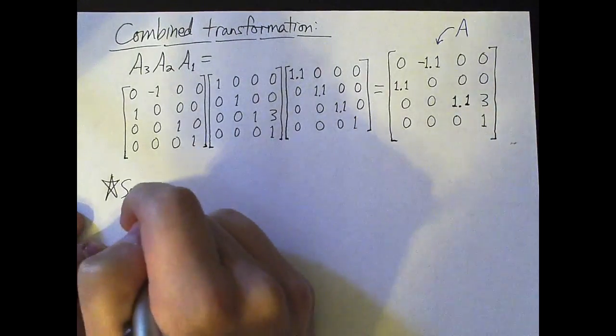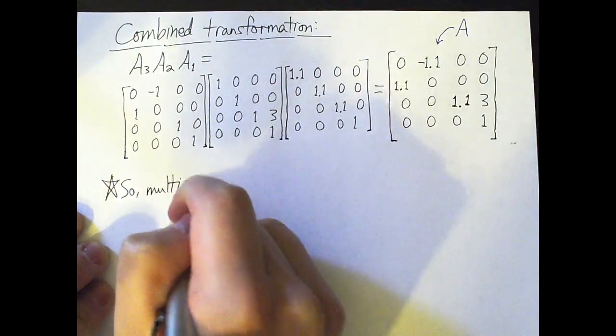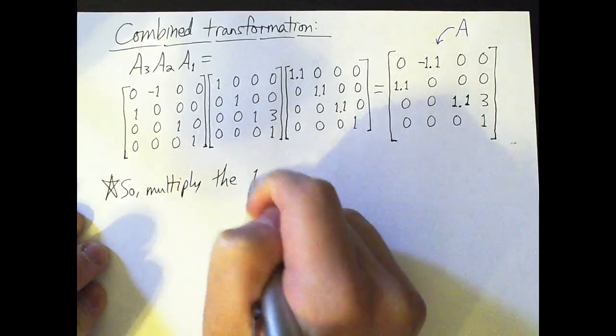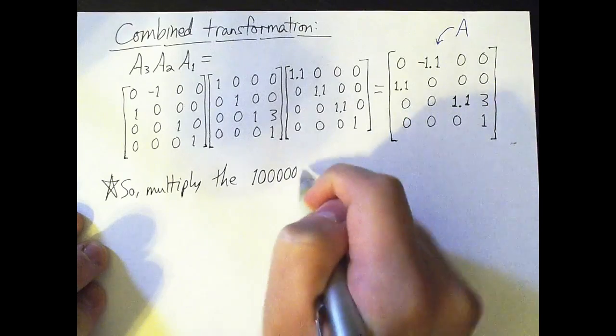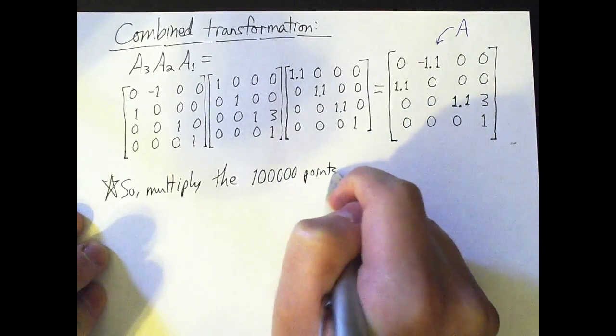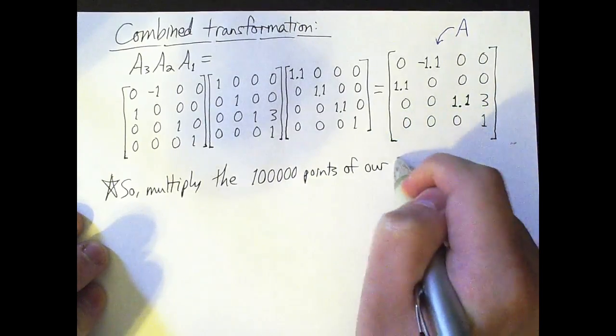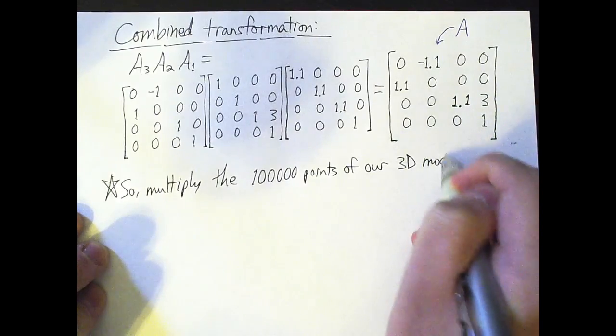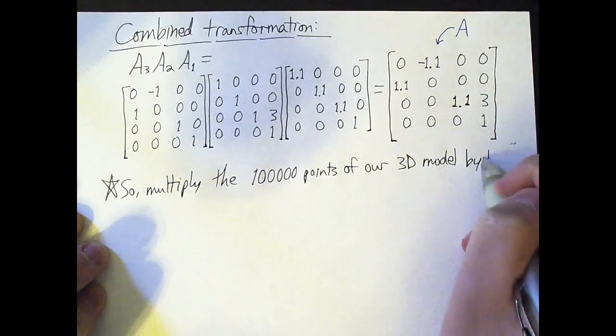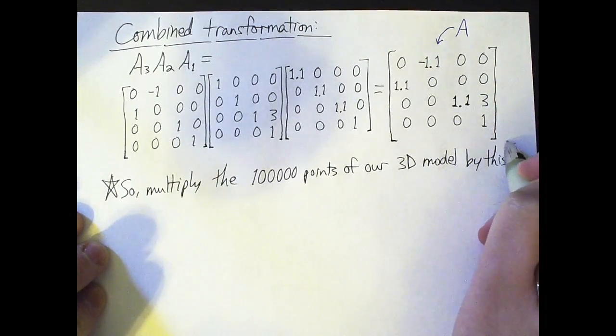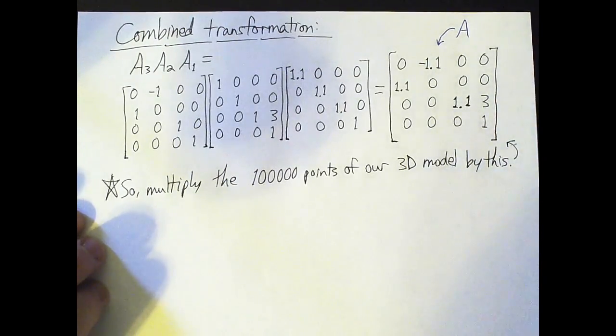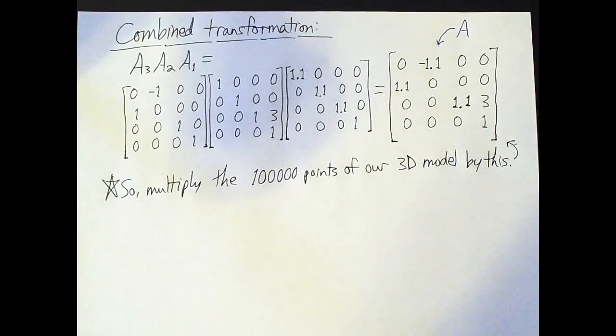So multiply the 100,000 points of our 3D model by this matrix A. Of course, you wouldn't do it by hand. You'd have a computer do it for you.